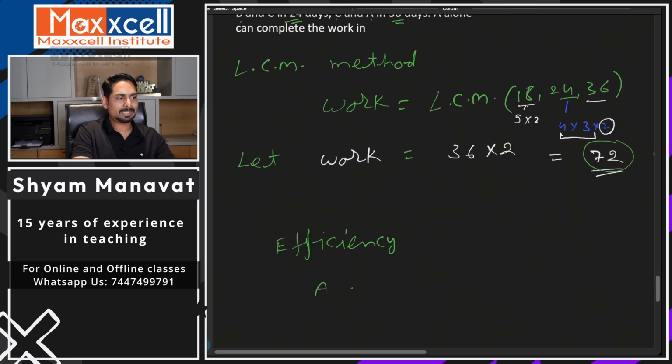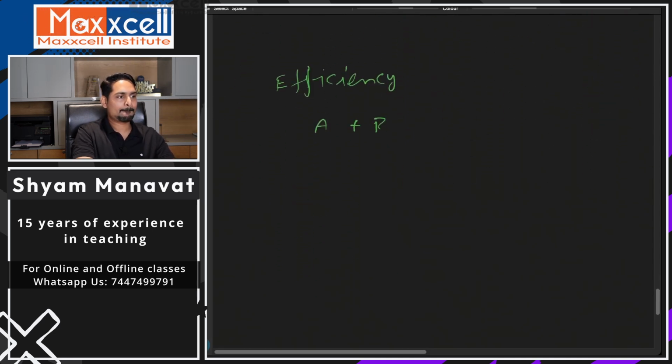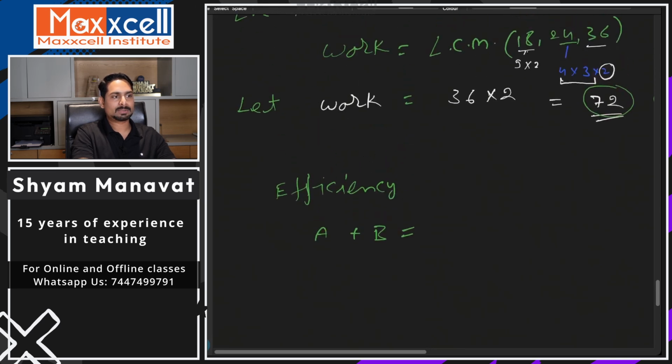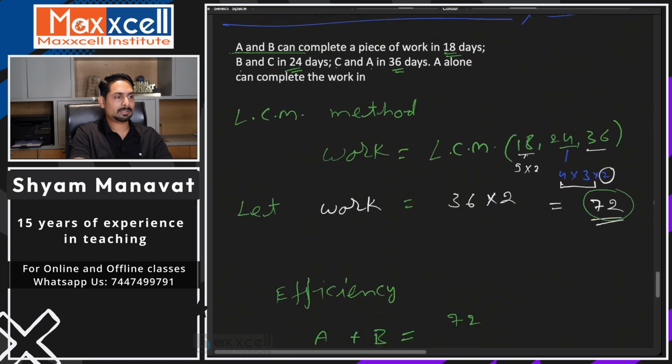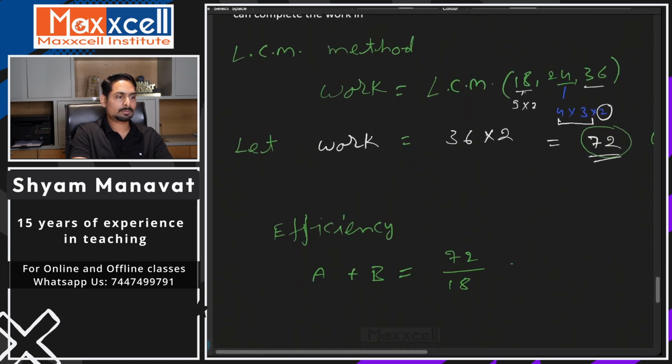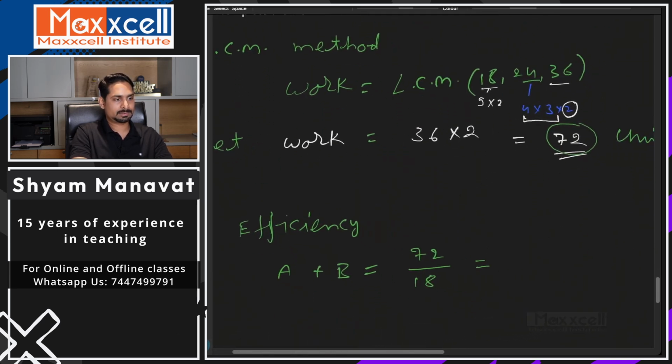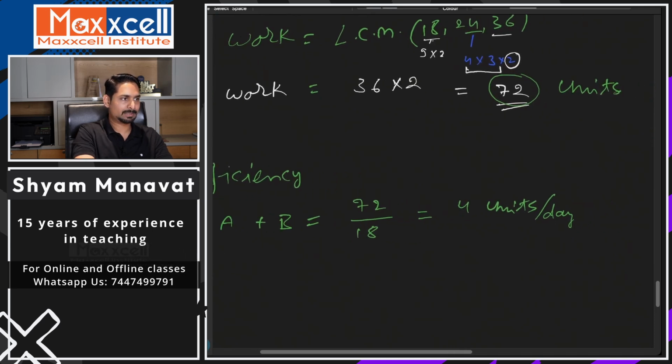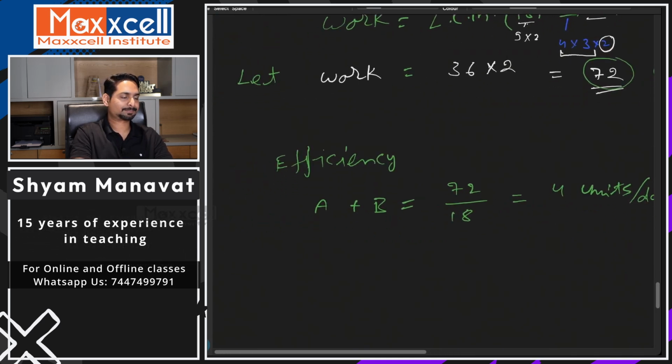So efficiency of A plus B here is going to be work, which is, now I'm skipping writing the formula step extra. You should remember now, efficiency equal to work upon time. So work here is 72 and A and B taking how many days? 18 days. So if I cancel, this is 4 units per day. A and B's efficiency is 4 units per day. Let me call this the first condition.